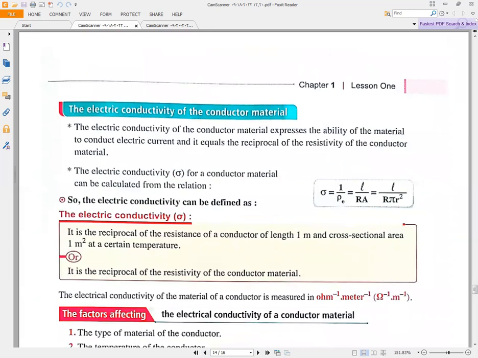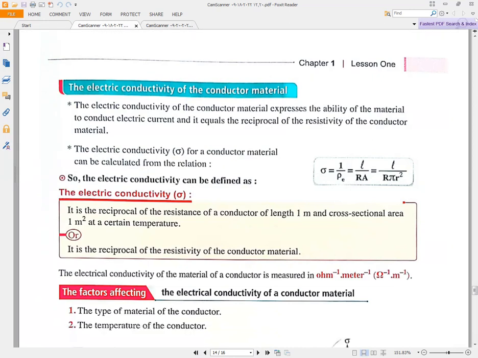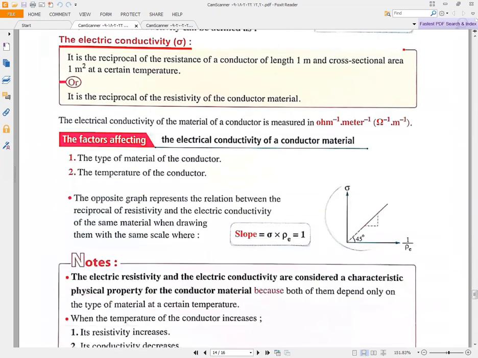It doesn't depend on the length of the wire or the cross-section area of the wire. The measuring unit of the electric resistivity is ohm times meter. The measuring unit of electric conductivity equals ohm to the power minus 1, meter to the power minus 1.